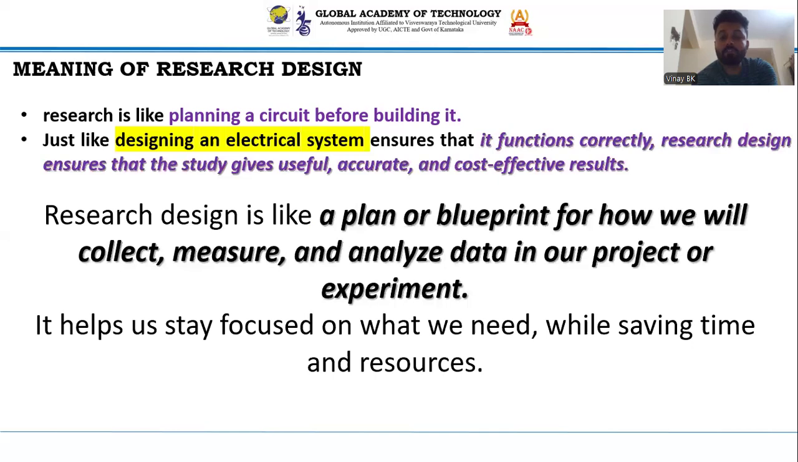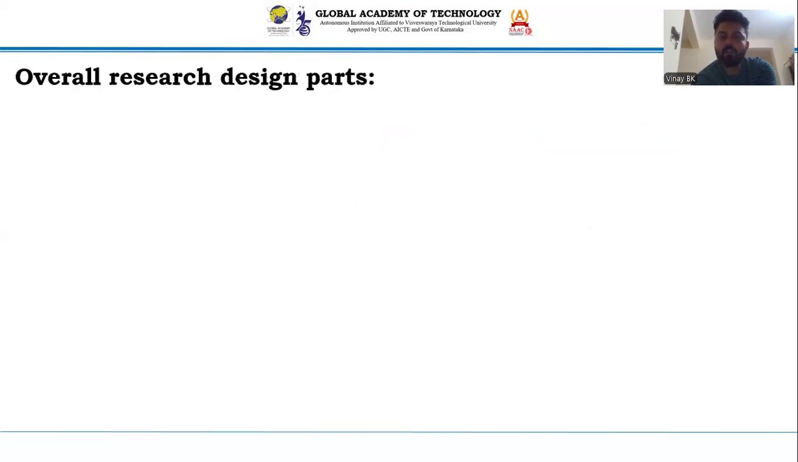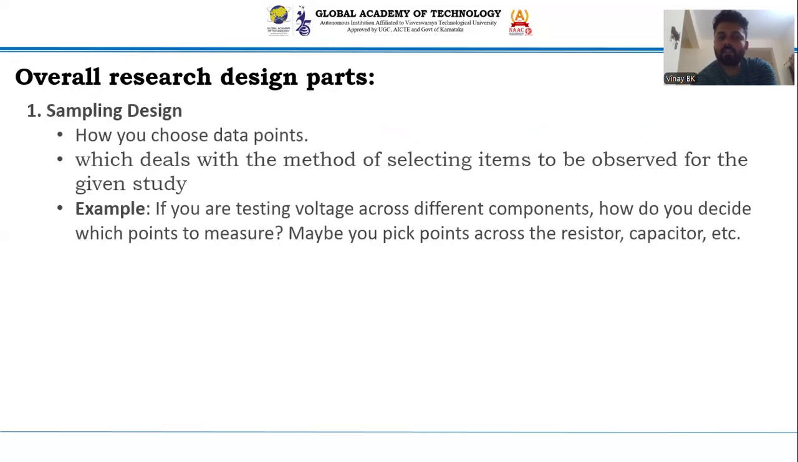It helps us stay focused on what we need while saving time and resources. Overall research design parts. The first one is a sampling design. That is nothing but how you choose data points. So this sampling design deals with the method of selecting items to be observed for the given study.